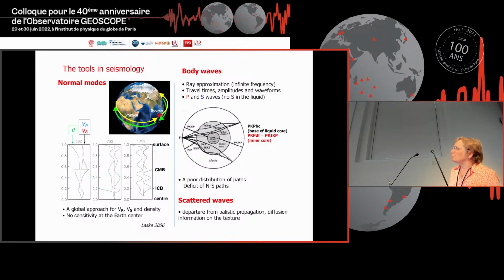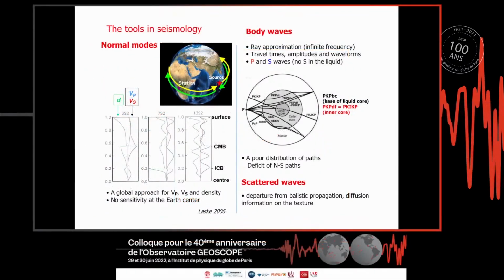I show you here 3 modes, and you see the sensitivity to density on the left, and to P and S velocity on the right. These modes are selected because they are core modes and have energy there. For example, this one is the density in the inner core, and that one is P velocity in the inner core. I will later come back to this model.